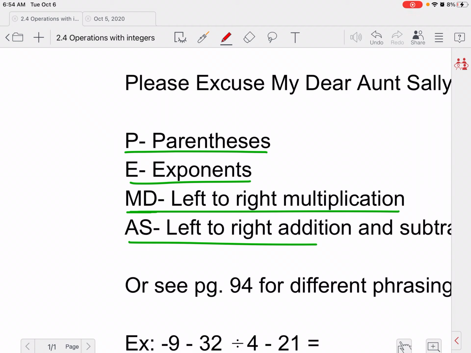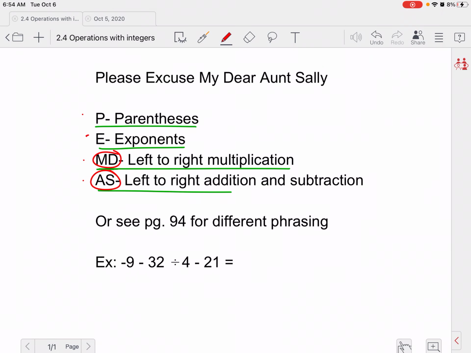So PEMDAS, that's kind of why we put the M and D and the A and S together, so that we know they're in the same level of steps. So really we only have 1, 2, 3, 4 steps that we have to do, okay. If you want some different phrasing, on page 94 there's some different phrasing.